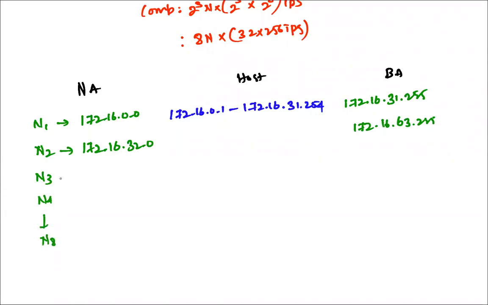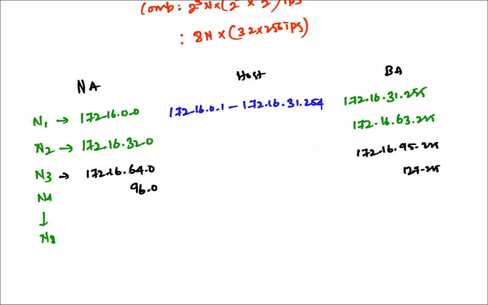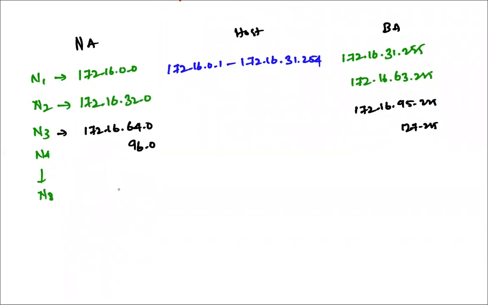So now this one is 172.16.64.0 and 172.16.95.255. Again, it's going to be 172.16 only, so let me write the last two octets alone: 96.0 to 127.255. So those are the first 4 networks, and you can directly go to the last network.